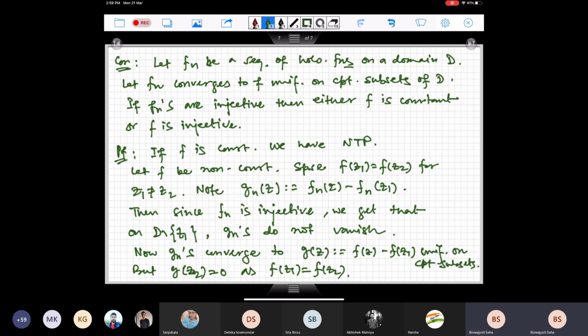So here I have a sequence of non-vanishing functions which is converging uniformly, and the limit is vanishing at a point. So this implies what? By Hurwitz's theorem, G is identically 0. But if G is identically 0, that means what? F is constant. Very good. But we started by assuming that F is non-constant, so we get a contradiction.